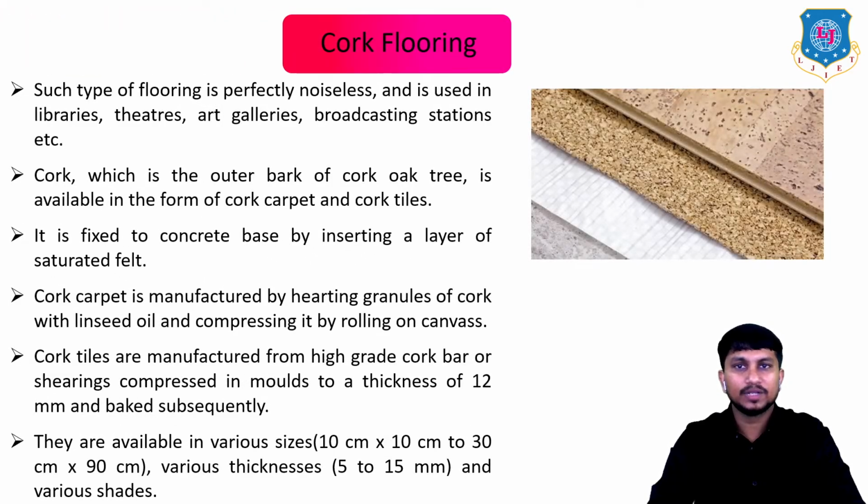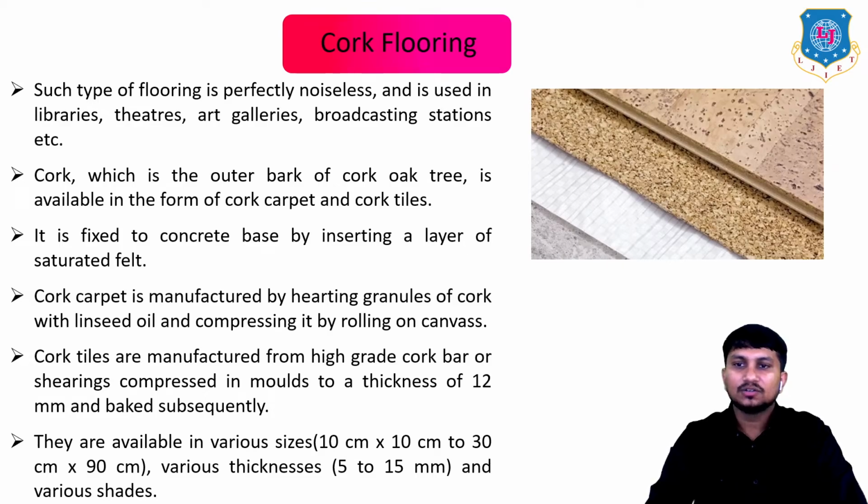The next type of flooring is cork flooring. Such type of flooring is perfectly noiseless and is used in libraries, theaters, art galleries, broadcasting stations, etc., where sound insulation is required. Cork, which is the outer bark of cork oak tree, is available in the form of cork carpet and cork tiles. It is fixed to concrete base by inserting a layer of saturated felt.